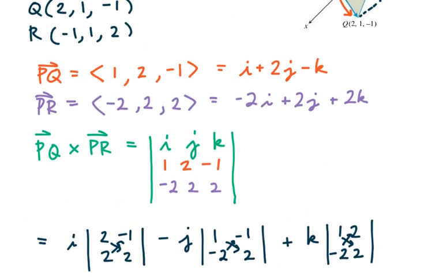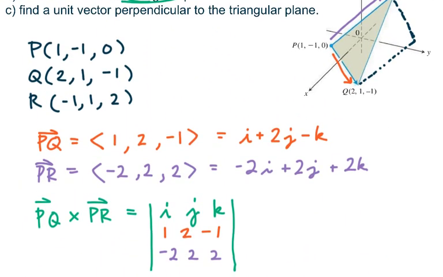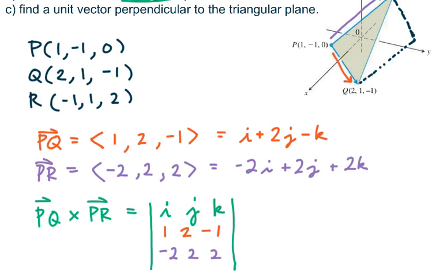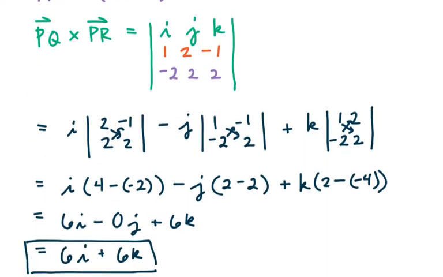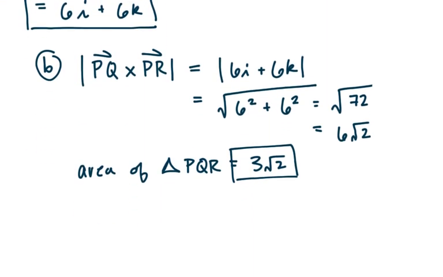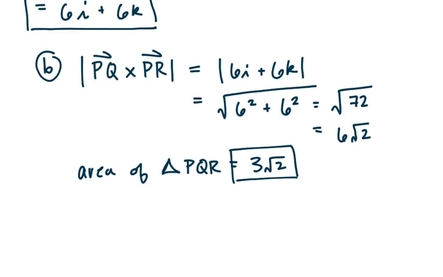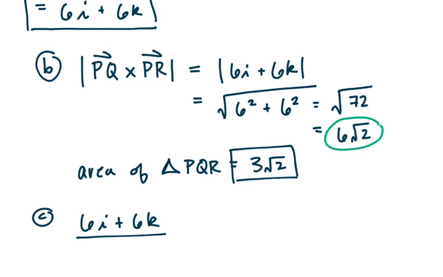Lastly, part C asks us to find a unit vector perpendicular to the triangular plane. So what we have here with 6i plus 6k, that is a vector which is perpendicular to the plane. So a unit vector is found by taking a vector, 6i plus 6k, and dividing it by its magnitude. Now, we have the area here, 3 root 2, but the magnitude of that vector was 6 root 2.